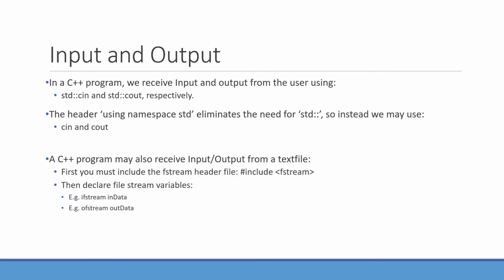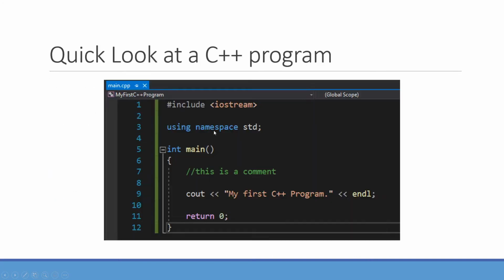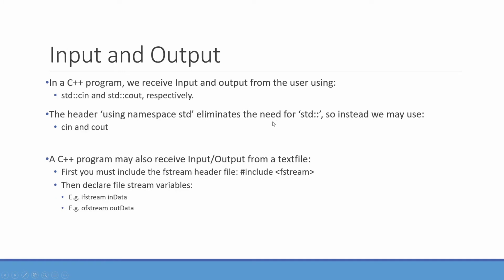So secondly, let's talk about input-output. In a C++ program, we receive input and output from the user using std::cin and std::cout respectively. But by using the line using namespace std, which, if you look back here, we write a lot, that eliminates the need to write std:: every time we use cin, cout. So that way, we can just use cin and cout instead. Saves time.